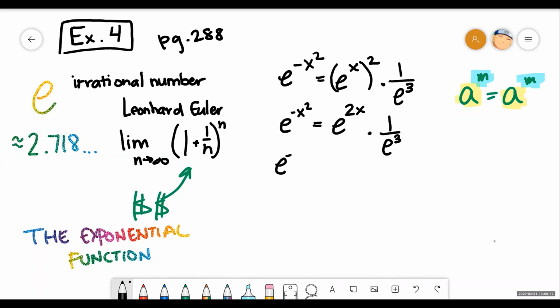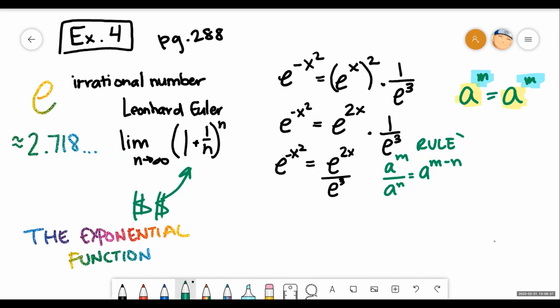e to the negative x squared equals e to the 2x times 1 over e cubed, right? So I just combine those fractions. And I know I have a rule here, right? My little rule, if you remember, is a to the m over a to the n equals a to the m minus n. We're just going to subtract them. That's the rule. Okay, just to remind everyone. So let's go ahead and do that.